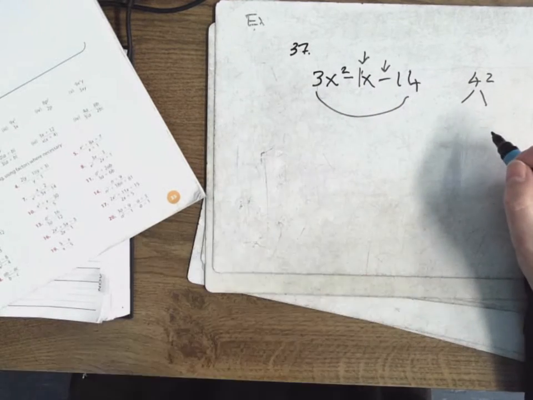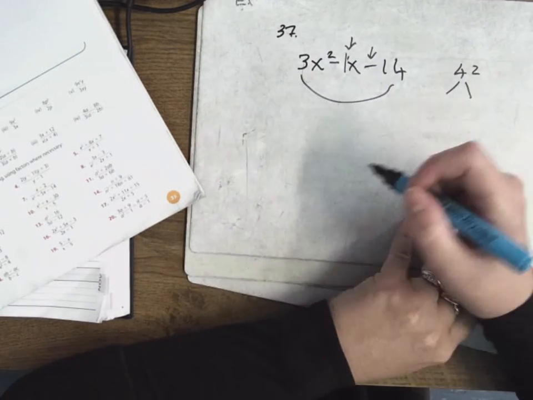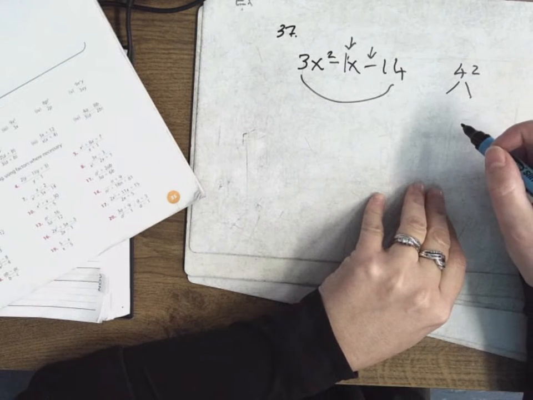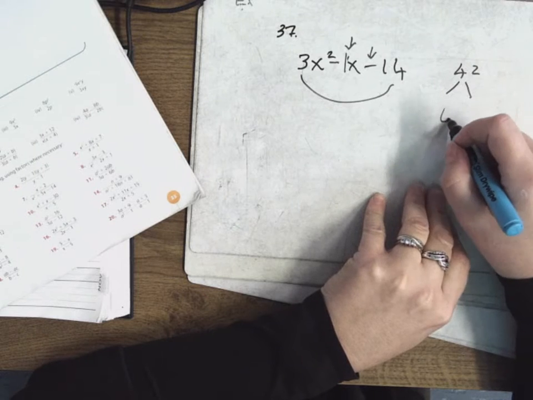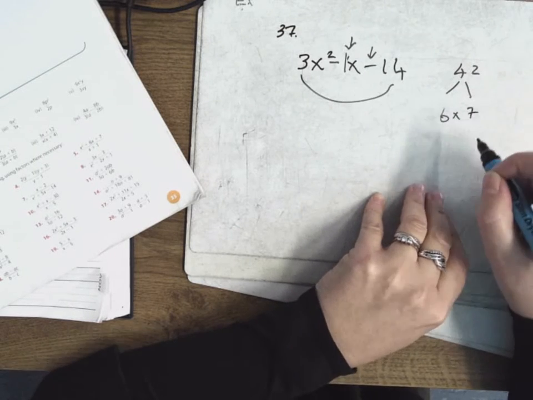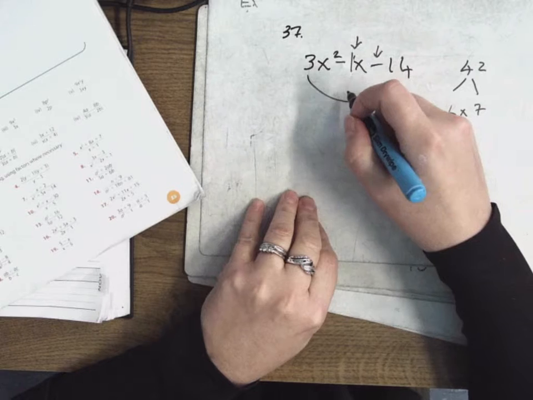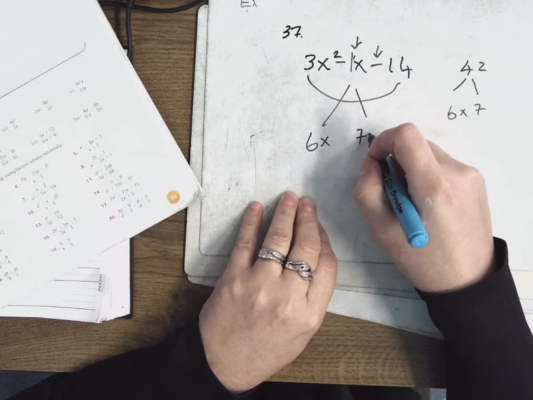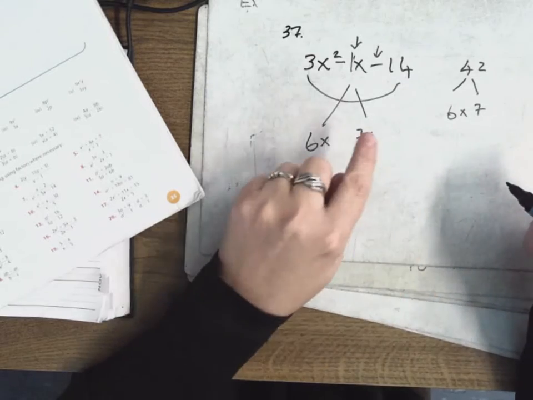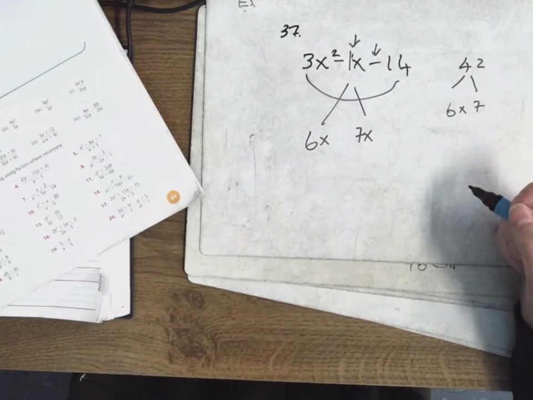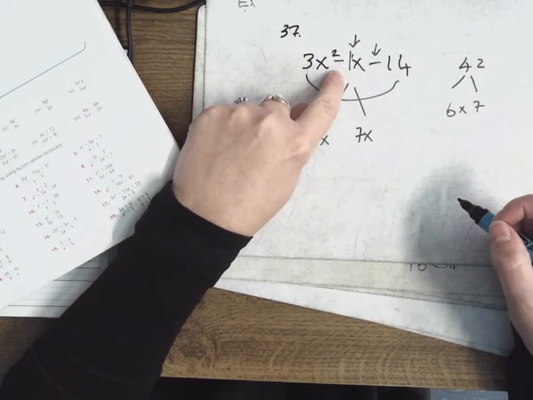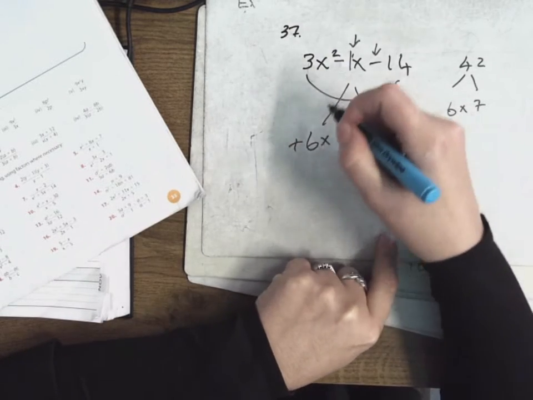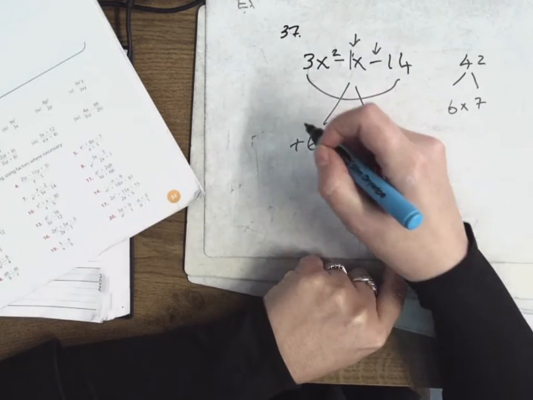So you can go 1 by 42, 2 by 21, 3 by 14, 4 doesn't go in, 5 no, 6, 6 sevens are 42, aren't they? 6 and 7. Is that okay? So you split the 1x into a 6x and a 7x. Now, the minus means they're getting different signs. So which one will I give the minus to? Minus 7 plus 6, or plus 6 minus 7, is minus 1.